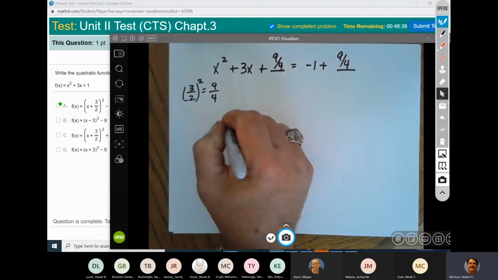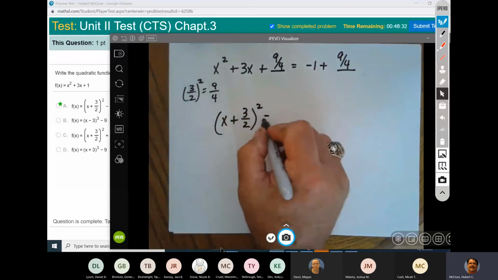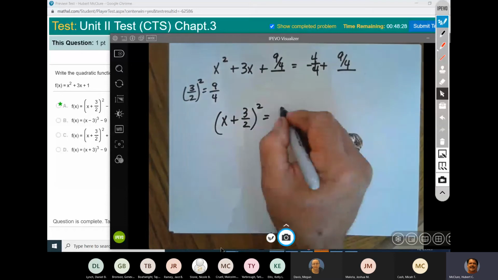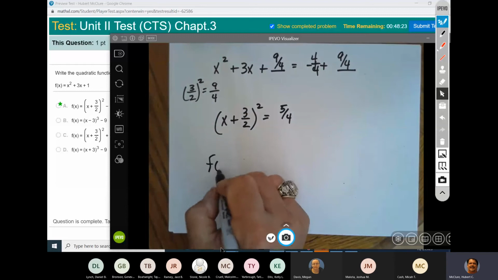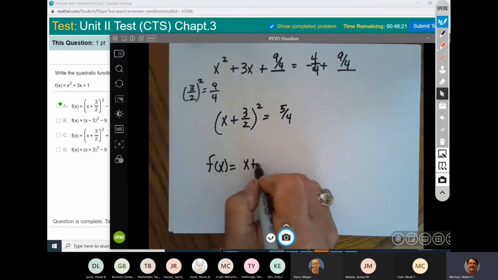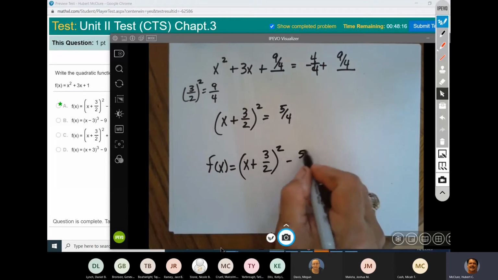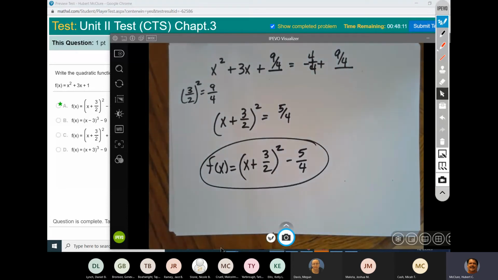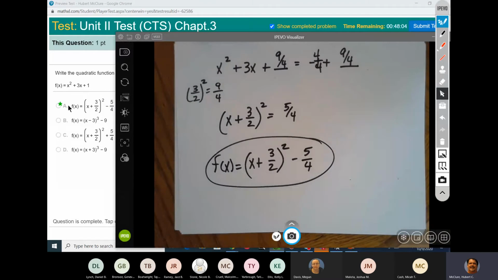And that's going to be x plus 3/2 quantity squared is equal to 5/4. So our f of x is equal to x plus 3/2 quantity squared minus 5/4. There it is.